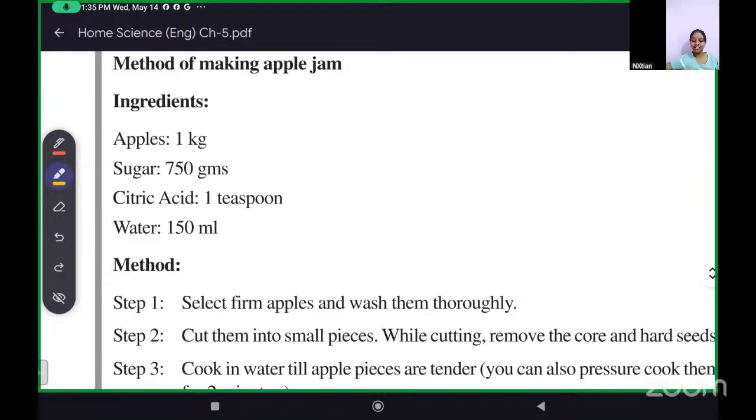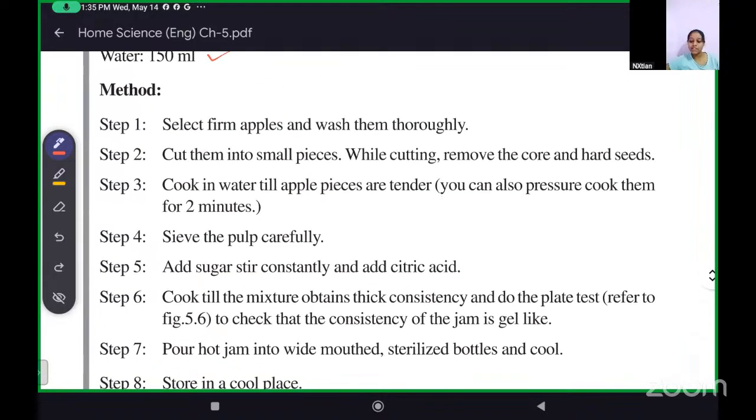So, what are the ingredients? We have 1 kg of apples, 750 grams of sugar, 1 teaspoon of citric acid, and 150 ml of water. Now, select firm apples and wash them thoroughly. First, you have to choose good apples, without any marks, without any decomposing portions. Then you cut them into small pieces. While cutting, we remove the core and the hard seeds. When we eat an apple, there's a center part in which seeds are there. We remove that with the knife, and then we eat the remaining. Along with the seeds, we remove that core, the center part of the apple.